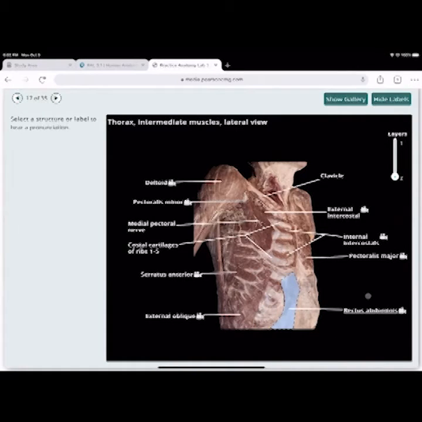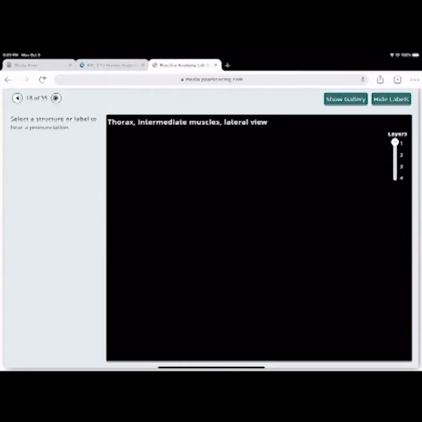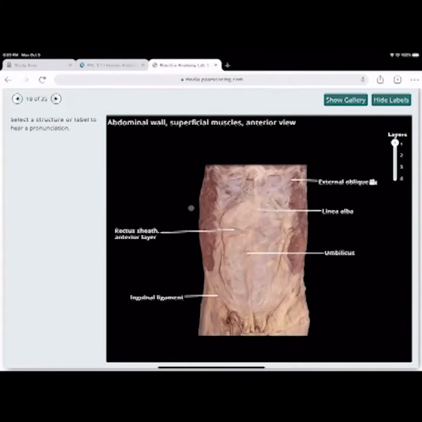The rectus abdominis muscles are covered by the rectus abdominis sheath. There's your pectoralis major from the side view. Your internal intercostal muscles, your external intercostal muscles. Again, internal is closer to the midline, closer to the sternum. Externals are further away from the sternum and the clavicle.